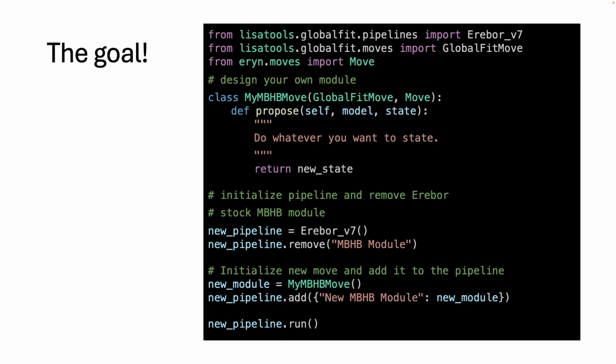You will take the LISA analysis tools software package. You will import from it. Erebor is the name of our pipeline that I put together. You'll input an already complete pipeline, a few other things. You will then build this setup that you want. This is where you do the specific thing you want to do, is you make this special massive black hole binary setup. You can do whatever you want to this state.